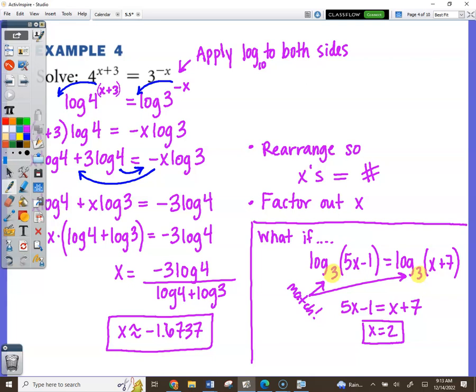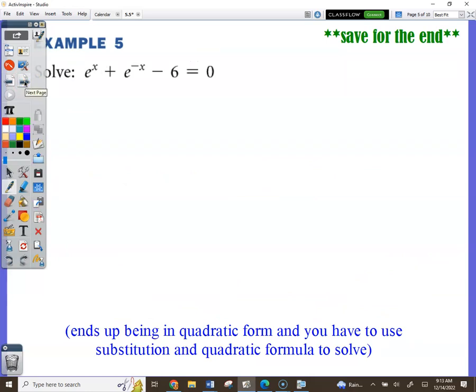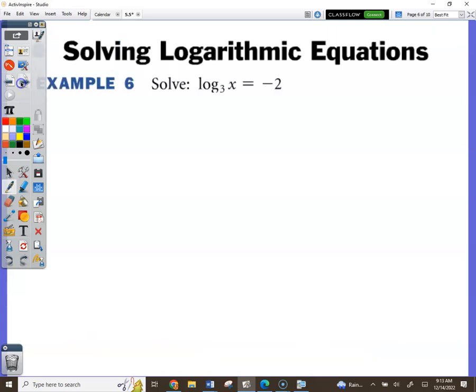Go to the next slide. Omit. Omit. Go to the next slide.